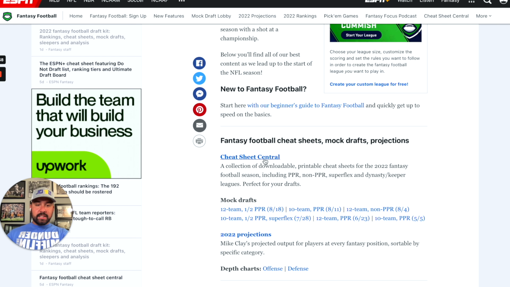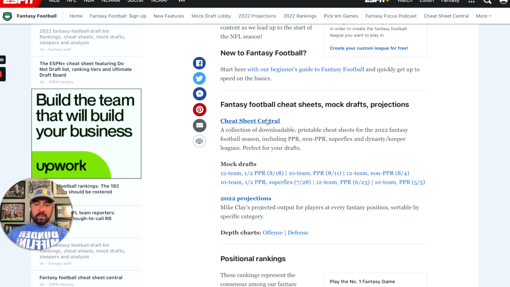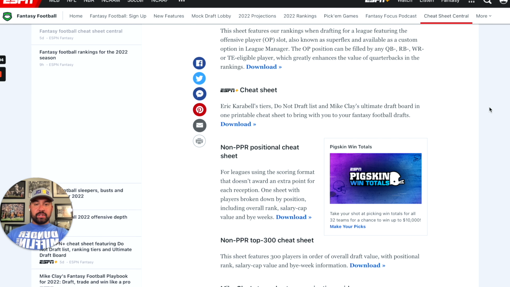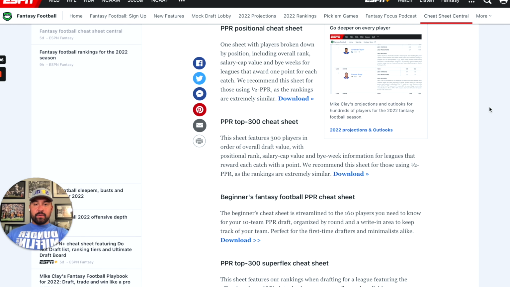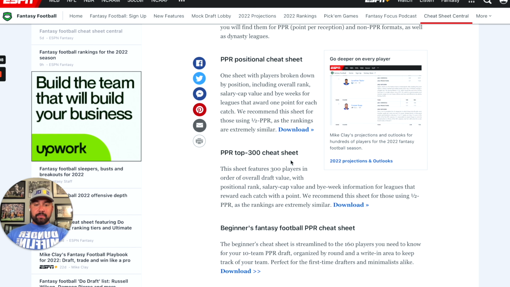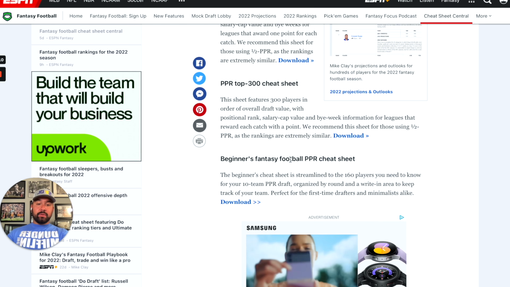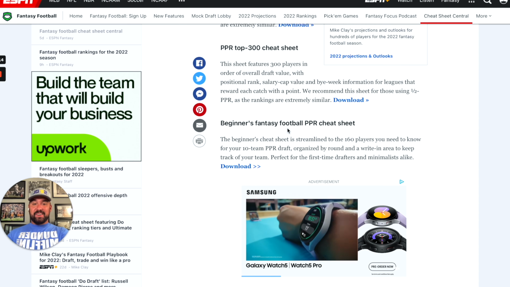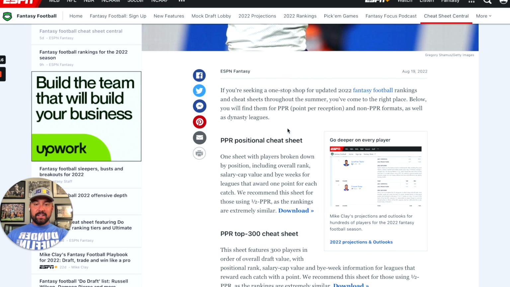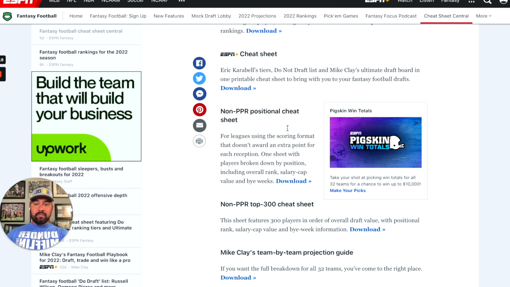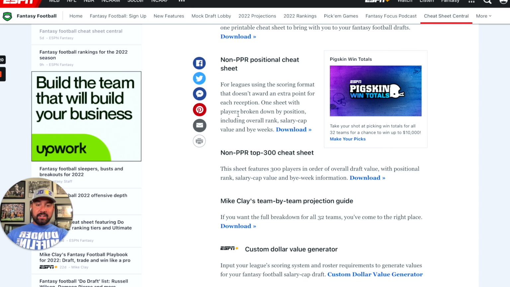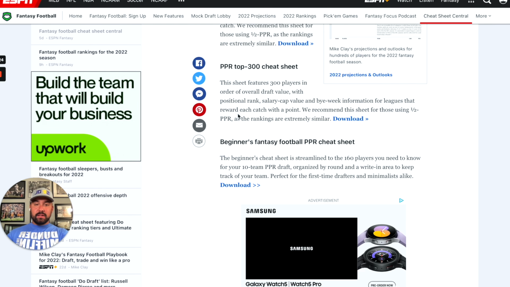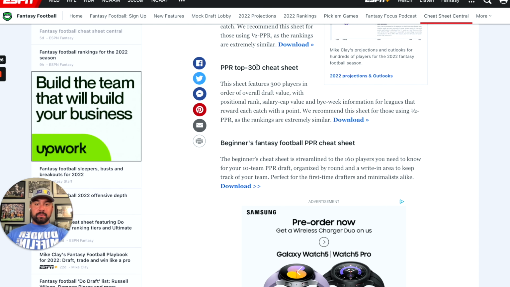Now, cheat sheet central. You click on something like this that's hyperlinked, it's going to pop up and show you, hey, this is our PPR top 300 sheet. Here's another one that says beginners fantasy football PPR cheat sheet. That might be something you want to download because it'll help you walk through it. It'll have other scoring formats, non-PPR, that's the standard. Even for a half-point PPR, you can still use a regular points per reception cheat sheet.